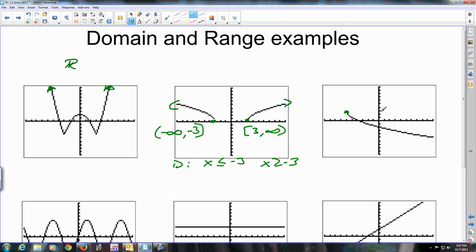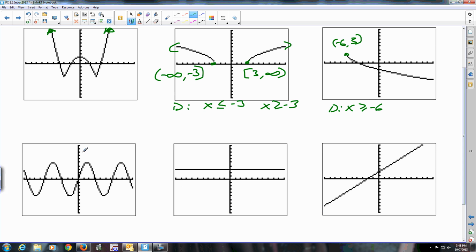This one's starting here. I'm going to assume it's whole numbers. So it looks like 1, 2, 3, 4, 5, 6. So it's about negative 6, 3. Domain, can you go as far right as you want? Yeah. As far left as you want? No. How far left can you go? So for your domain, x will be greater than or equal to negative 6. So I've only done domain so far on these. Okay? I'll come back and do range in just a second.